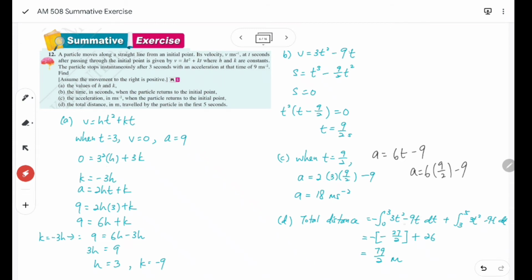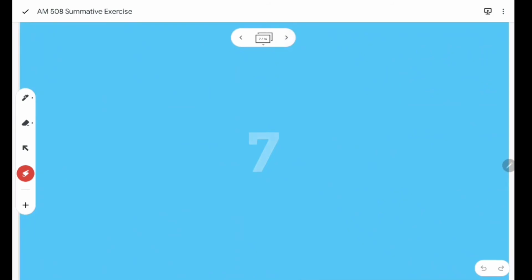When we check with our calculator by integrating this and sub in the values of 3 and 0, we get negative 27 over 2 here. So we put a negative in front from the very beginning so that I will get positive 27 over 2 meter plus 26 here. After integrating and sub in the 5 and 3, I'll get 26 here. So we get the total distance traveled 79 over 2 meter. So the answer here is different from the textbook. Please take note.